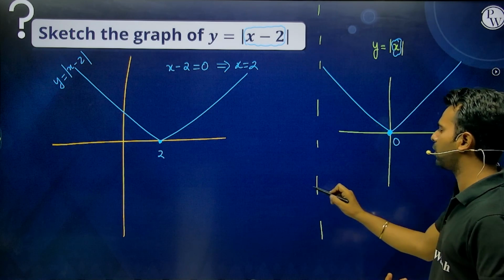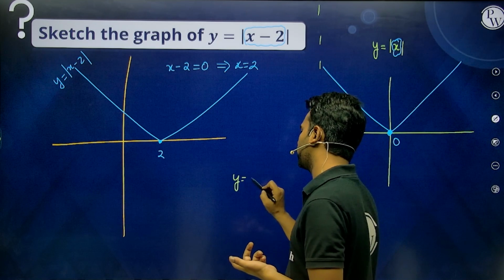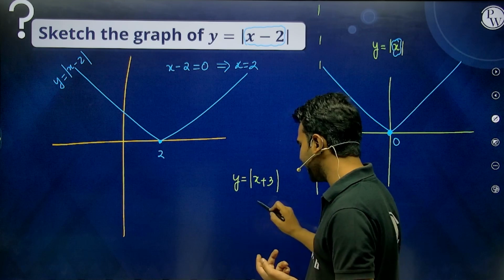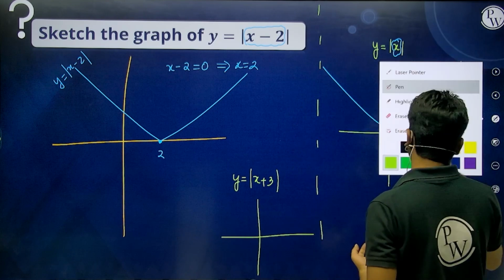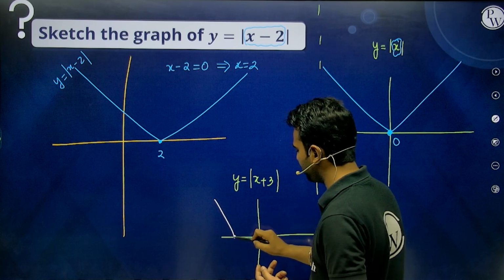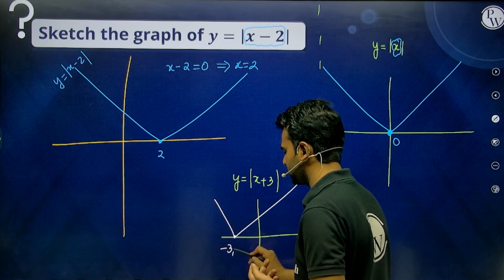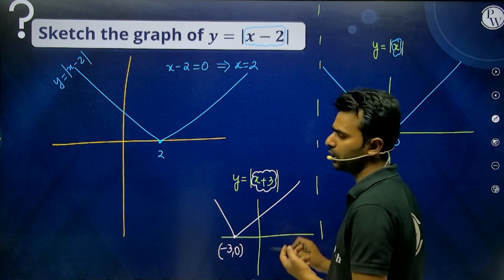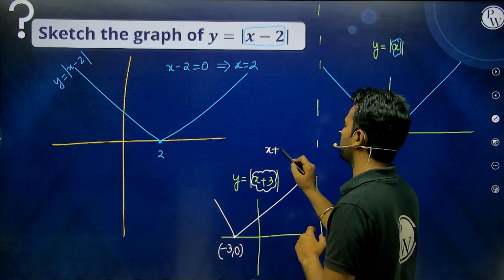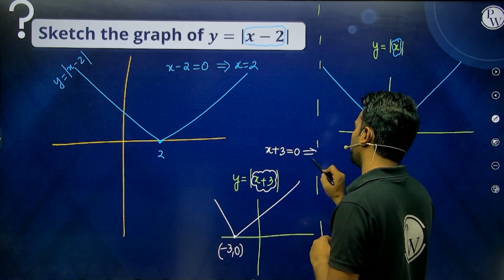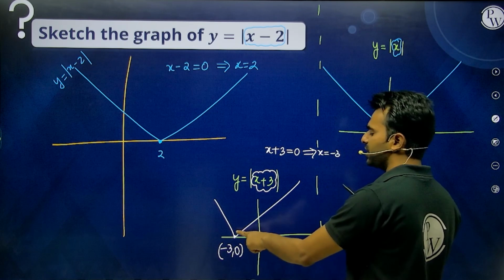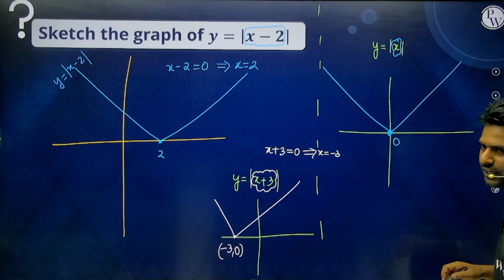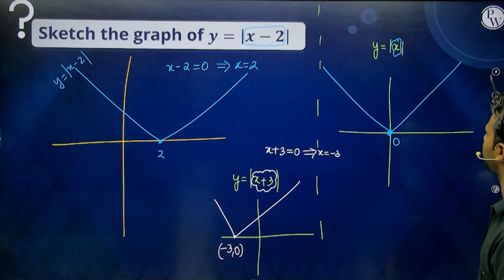Let's say we wanted to draw the graph of y equal to mod of x plus 3. Then, equate this x plus 3 with 0, we get x equal to minus 3. So this time this V-shaped graph will be forming at minus 3 comma 0, nothing else. As of now, you can feel it like this: equating the thing written inside the modulus to 0. So x plus 3 equal to 0 gives x equal to minus 3. That's why this V-shape is going to form at x equal to minus 3, and that too on the x-axis always. I hope you are clear as of now.